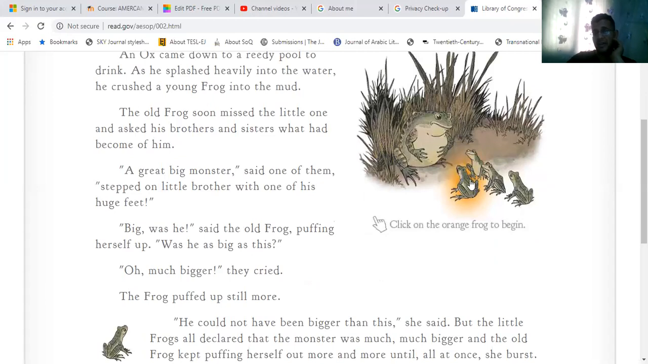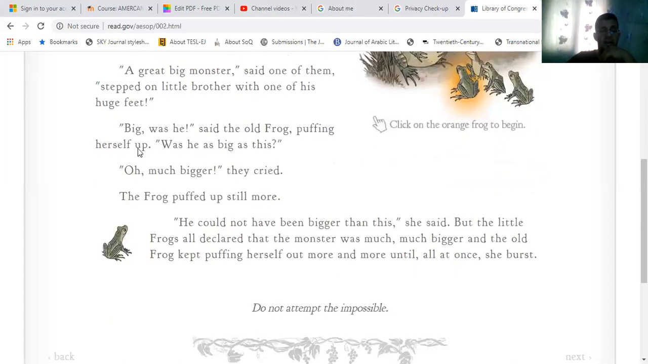When the old frog came and counted his little frogs, he found one frog missing. And then one of them said, "A great big monster stepped onto little brother with one of his huge feet." So this is one of the small frogs saying that. "Big was he?" said the old frog, puffing herself up. "Was he as big as this?" "Oh, much bigger," they cried. The frog puffed up still more. "He could not have been bigger than this," she said. But the little frogs all declared that the monster was much, much bigger, and the old frog kept puffing herself out more and more until all at once she burst.